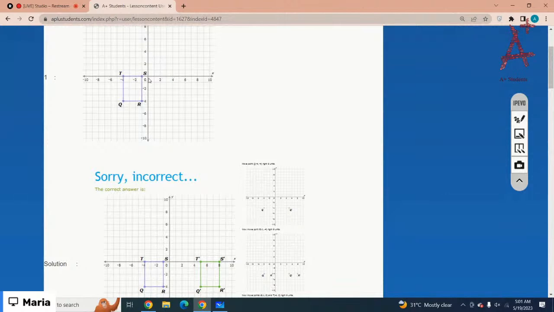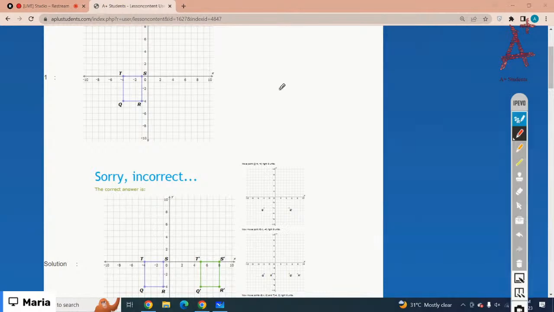Count 9 units from here. 1, 2, 3, 4, 5, 6, 7, 8, 9. It would be at 8. You have to move the S point 9 units right. Got it? It would then be like this. When you translate it, it would be like this. Got it? Let's start with the practice questions.